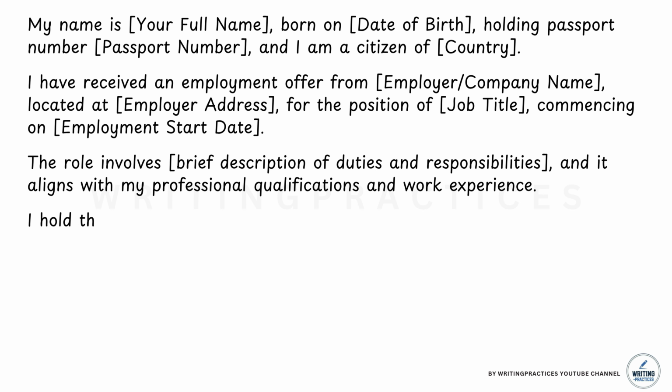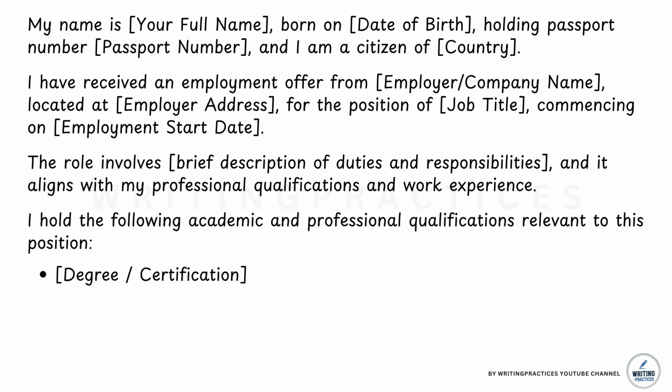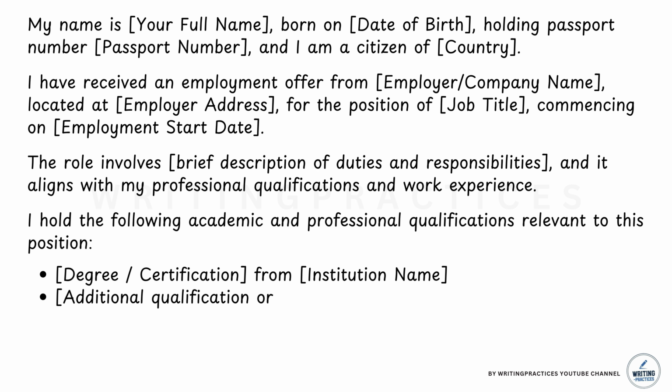Fifth paragraph, qualifications. List your academic and professional qualifications. Include degrees, certifications, specialized training. Example, I hold a Bachelor of Computer Science from the University of Manchester and an AWS Certified Solutions Architect certification. This section demonstrates that you possess the educational qualifications required for the role. It helps immigration officers verify your professional suitability. Include qualifications directly relevant to the job.